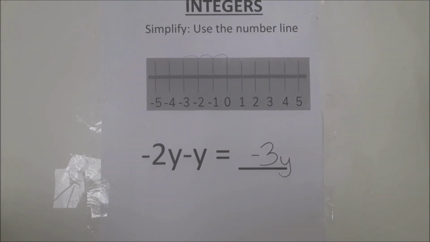Very good. So looking at the answer, negative 3y, what's the variable? Y. What's the coefficient in negative 3y? Negative 3. Very good.